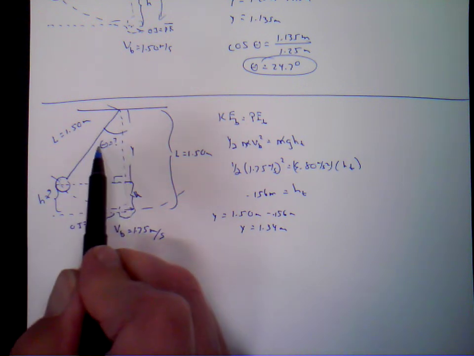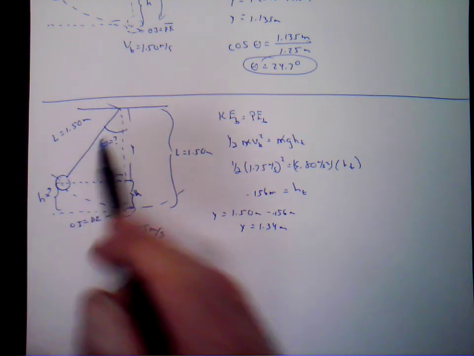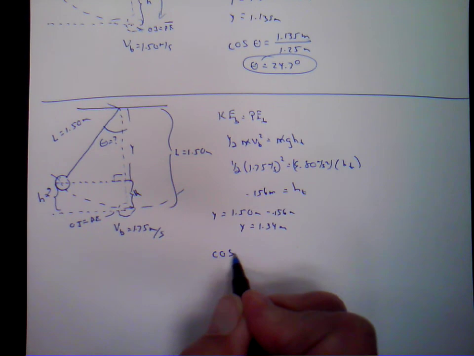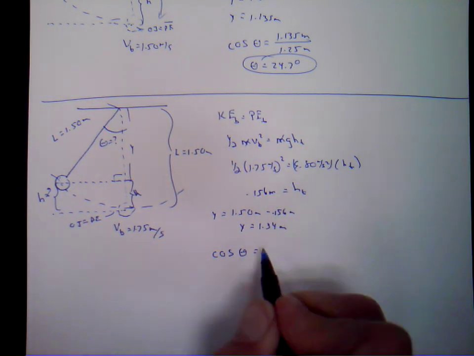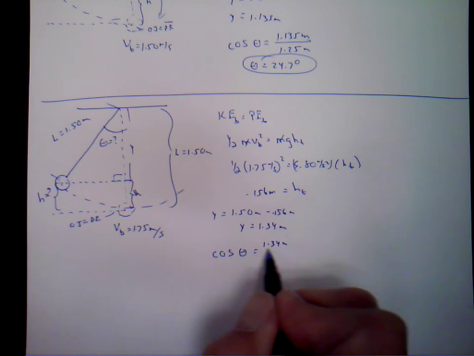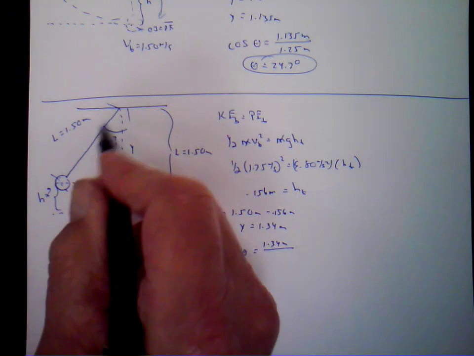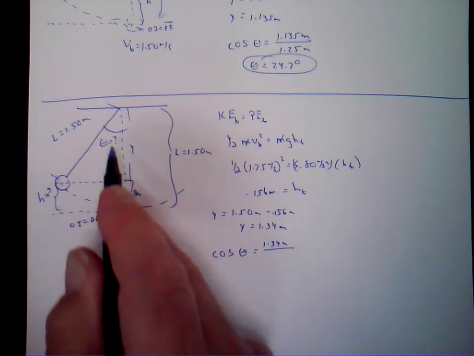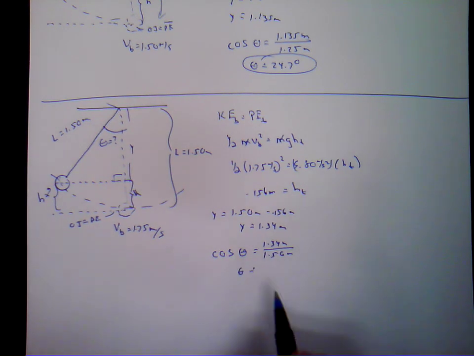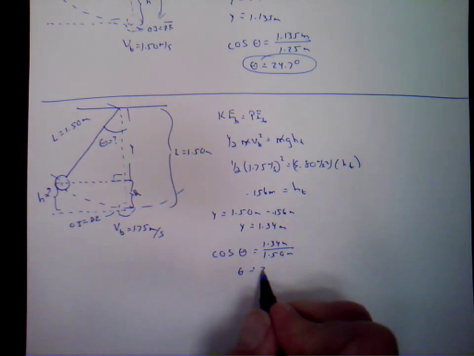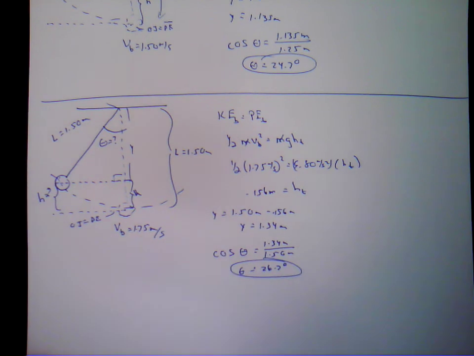We can solve for any angle, we can solve for that angle, and we can use cosine. Cosine of the angle theta is equal to the adjacent side, which is y, which is going to be 1.34 meters, over the hypotenuse, which is the length of the pendulum. Again, this is the adjacent side, this is the hypotenuse, 1.50 meters. You should be able to do this calculation, or you should have done it already. It should be 26.7 degrees.